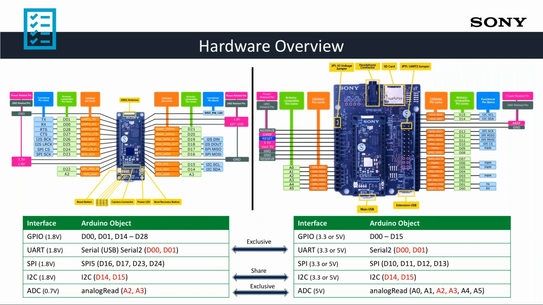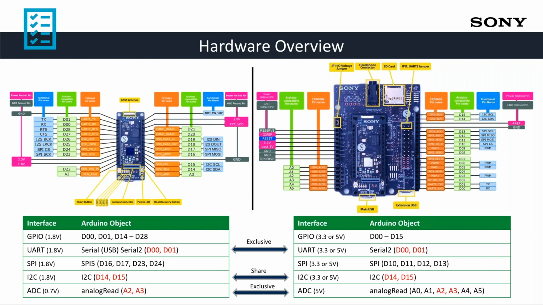But when you look at UART, for example, we have Serial and we have Serial 2. What does it mean? Serial is available on the main board, but Serial 2, you have access to on both the main board and the extension board. But if you're using it on the main board, you cannot use it on the extension board. So when I say exclusive, this is what you need to keep in mind. If I'm using this on the main board, then I cannot access it on the extension board. Just keep that in mind.